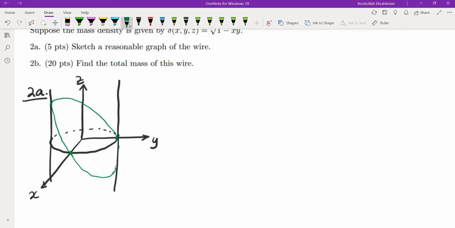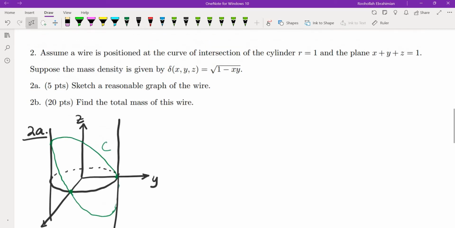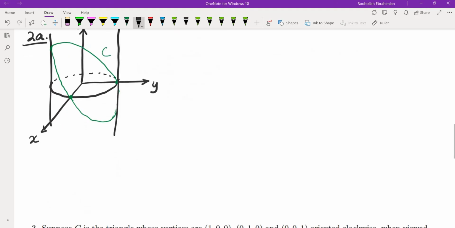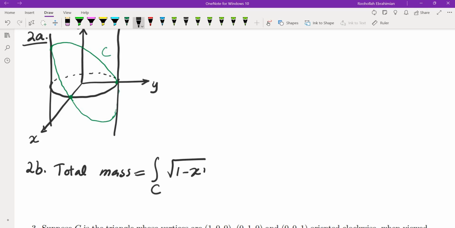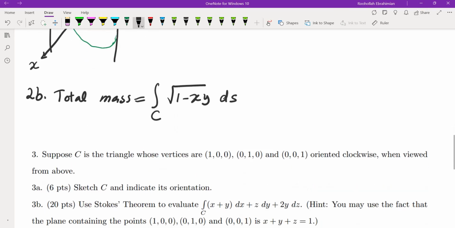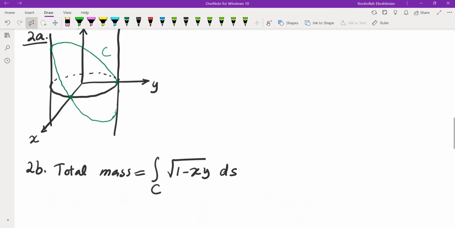This is our curve C, and we don't need an orientation because we are evaluating a line integral of a scalar function. So we want to find the total mass of this wire. What is the total mass? Well, the total mass is the line integral of the density, which is the square root of 1 minus xy, ds. So this is the line integral that evaluates the total mass.